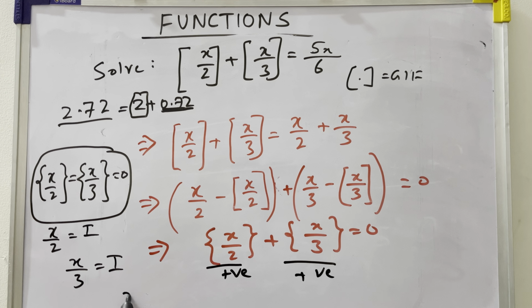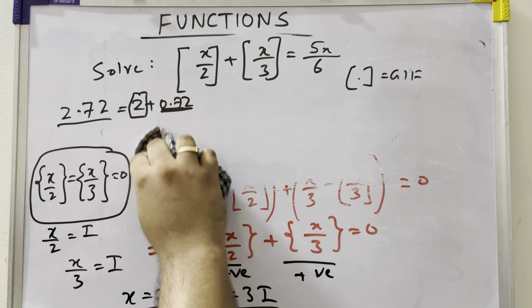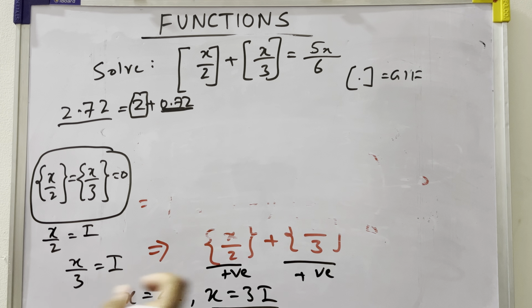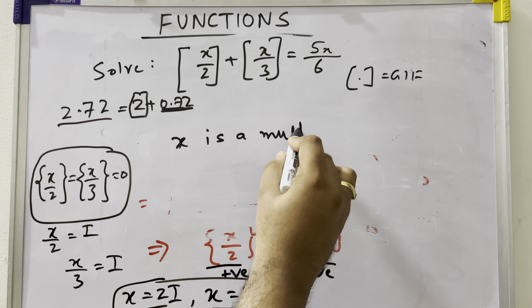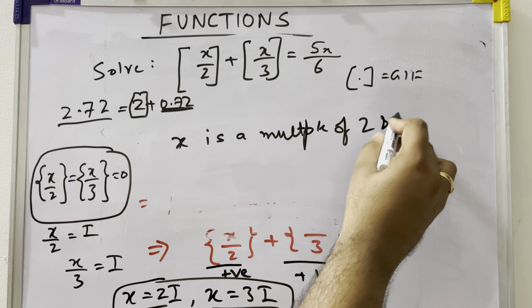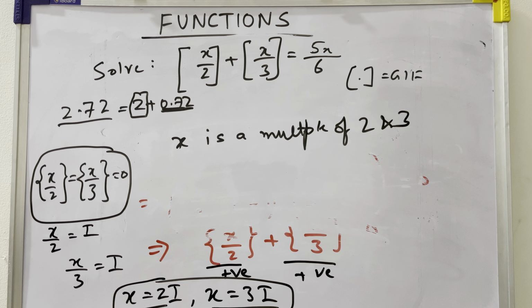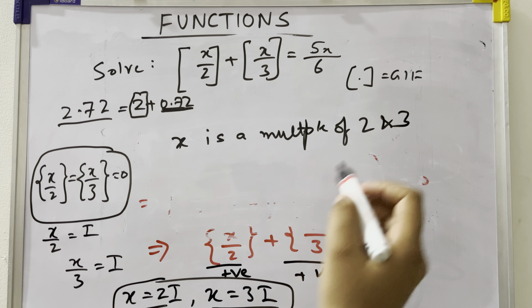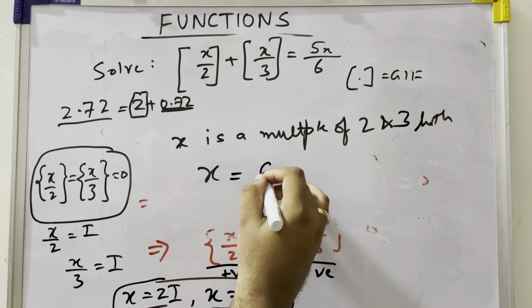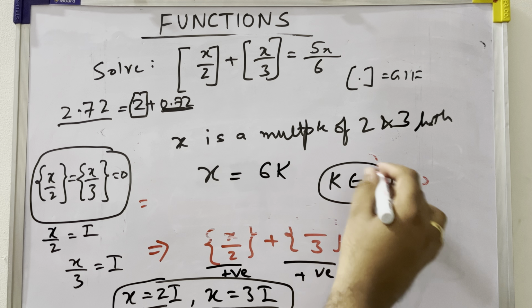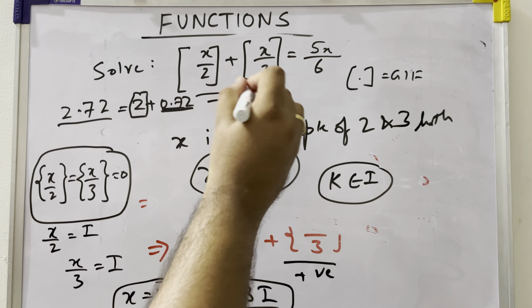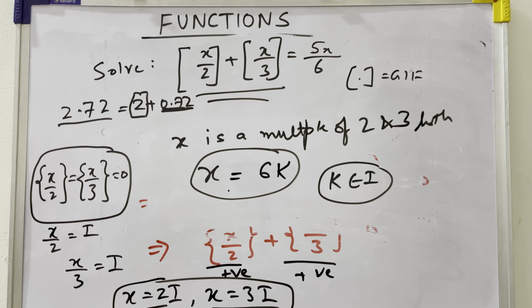I am just erasing this part and writing over here. From here what I deduce, x is a multiple of 2 and 3 both. So x will be equal to 6k, students, 6k, where k belongs to integers. So this is the answer for this question. I think very simply I have made you understand this functions problem.